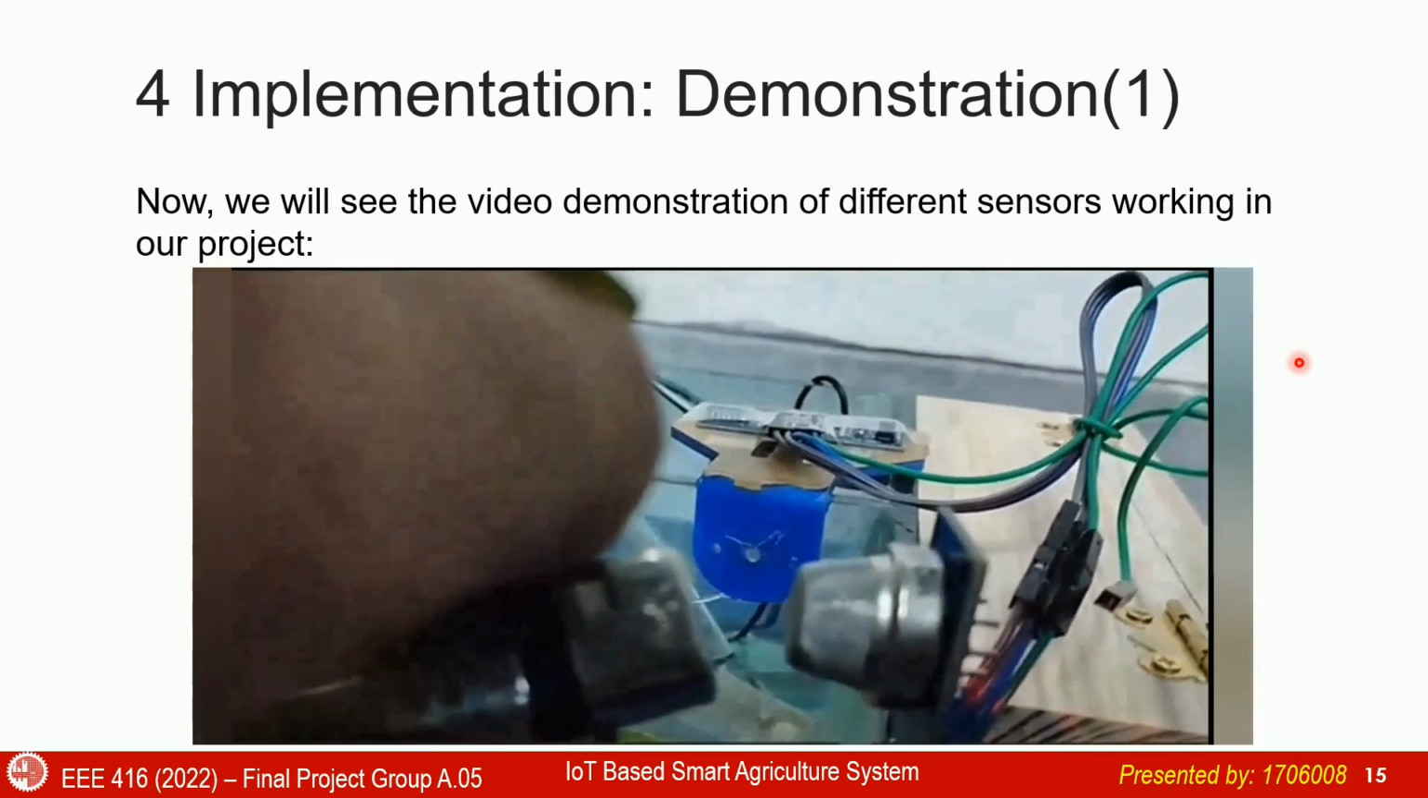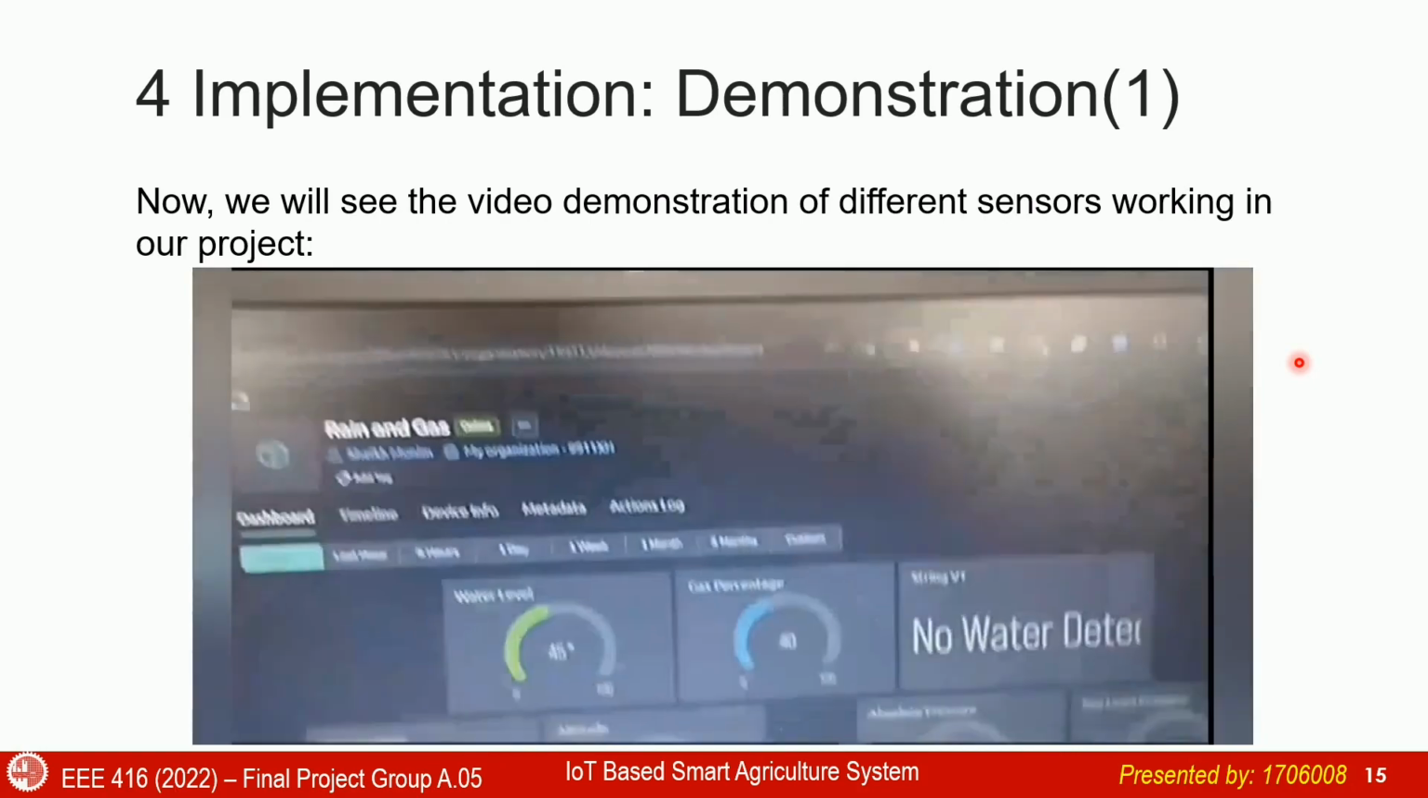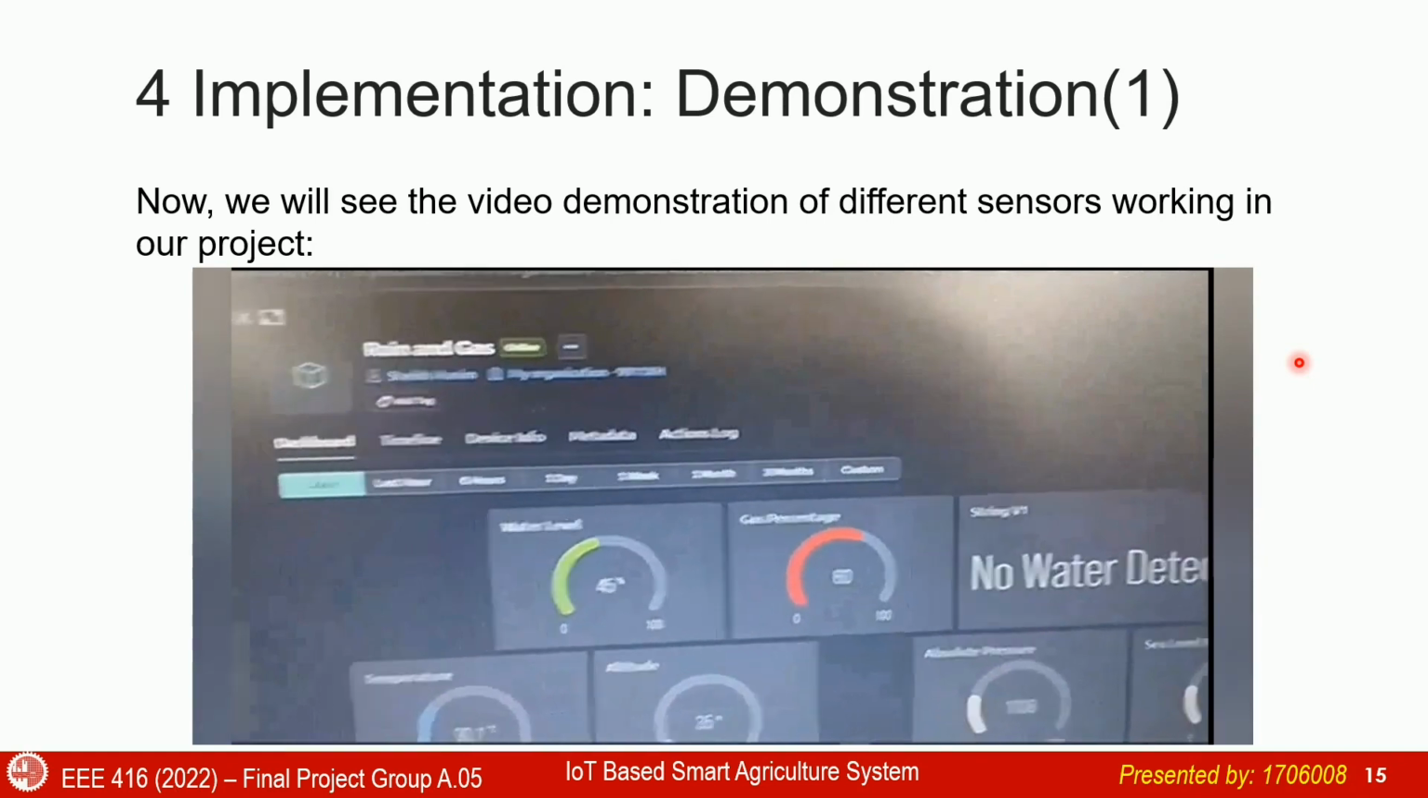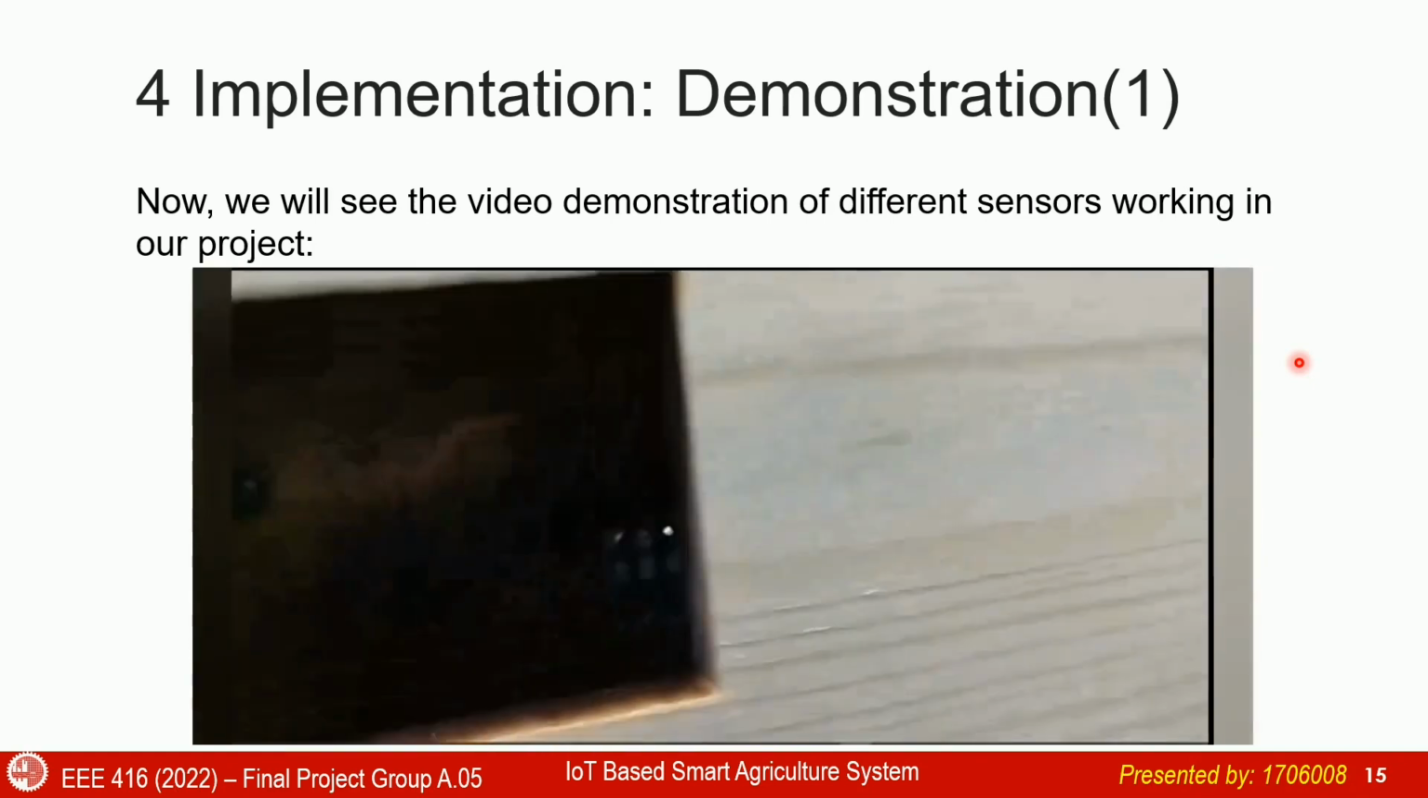As the gas is provided, if we look at the other float IO, we can see the gas percentage increases and it is above 50%. The LED is turned off.